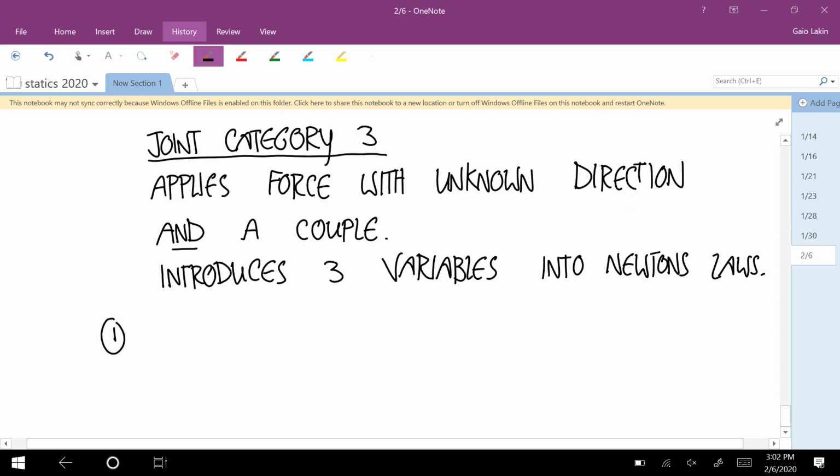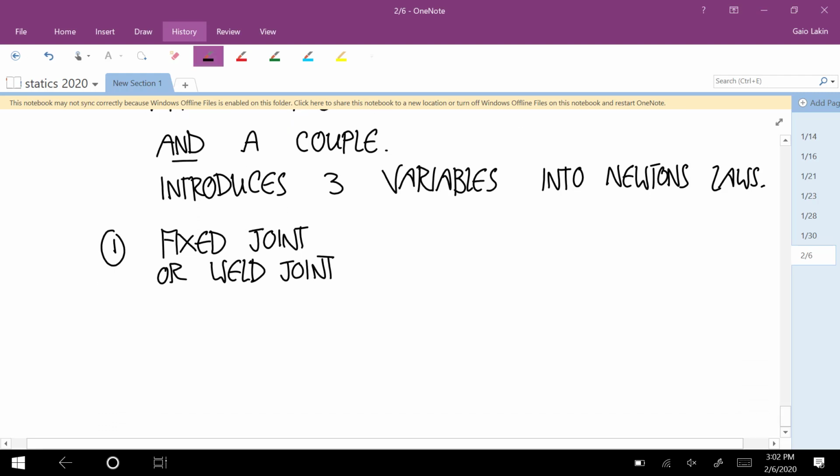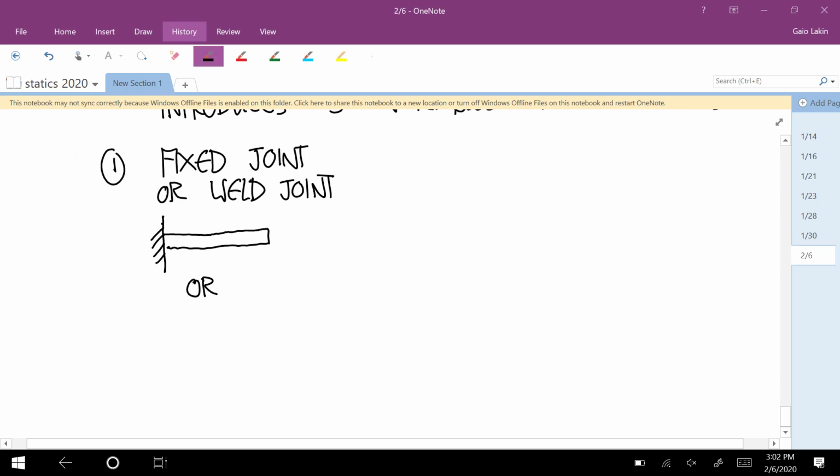And the only joint in this category is a fixed joint, or sometimes it's called a weld joint. You'll see it shown like this, where the thing just meets the object next to it, or you'll sometimes see it shown like a sort of dovetail type joint. Those mean the same thing.